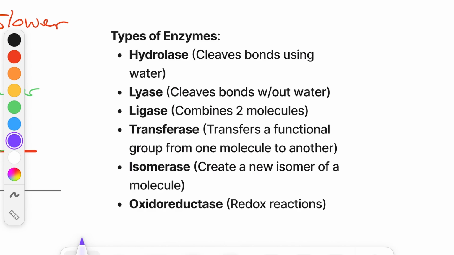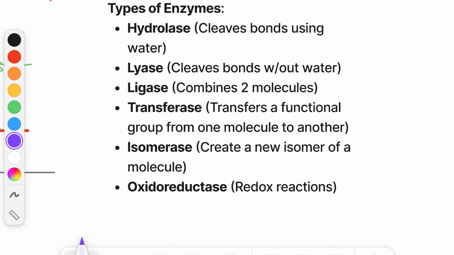Ligases is the opposite of a hydrolase and lyase. It combines two things. So you might have heard the term ligand, which is two things coming together. It combines two molecules. Transferases transfers a functional group from one molecule to another. An isomerase creates a new isomer of the molecule. The great thing about these enzymes is they kind of speak for themselves. An oxidoreductase performs a redox reaction. Okay, so those are the common enzymes that we need to memorize.